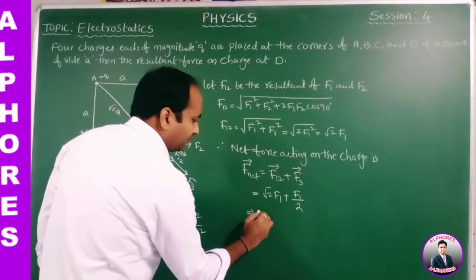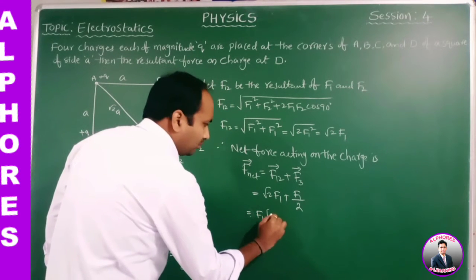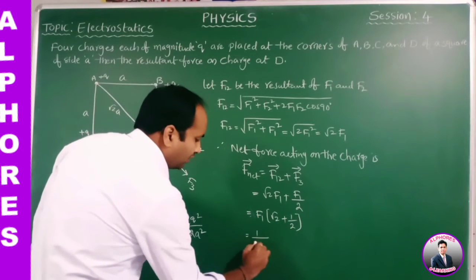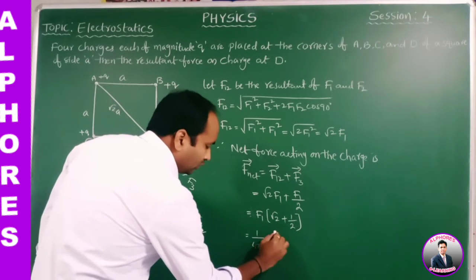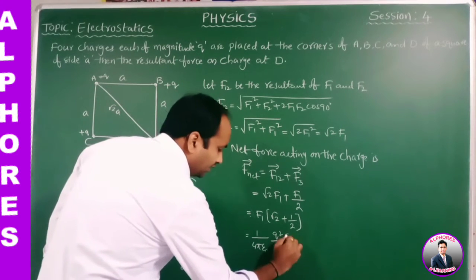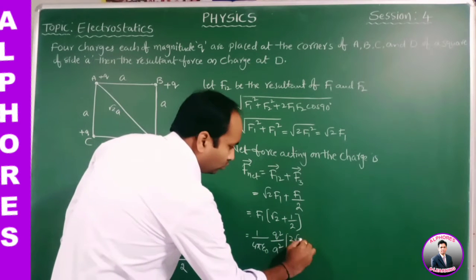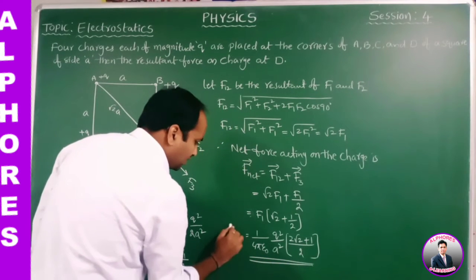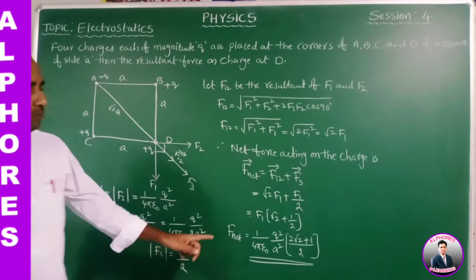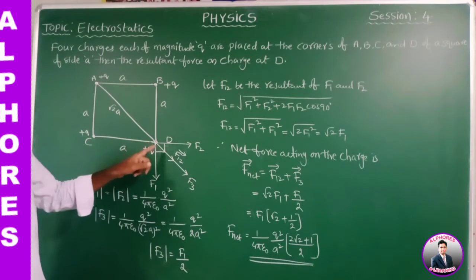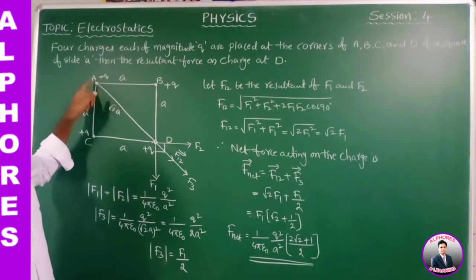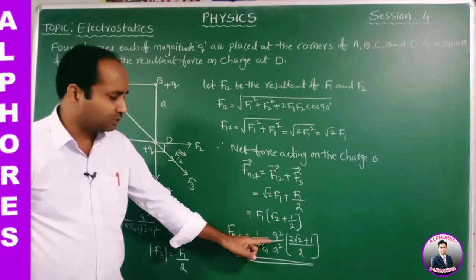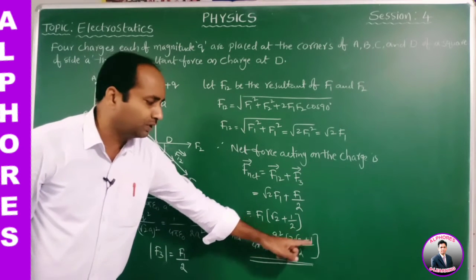So here we may take F1 as common. If F1 is common, we get root 2 plus 1 by 2. So F1 value is 1 by 4 pi epsilon naught Q square by A square. After doing the LCM, here you will get 2 root 2 plus 1 by 2. So this is the net force acting on the charge kept at the point D. Not only at D, at B, at A or at C, the net force remains the same, which is equal to 1 by 4 pi epsilon naught Q square by A square of 2 root 2 plus 1 by 2.